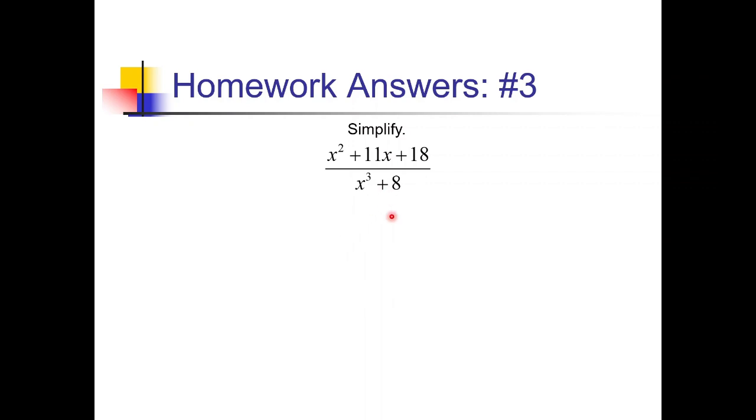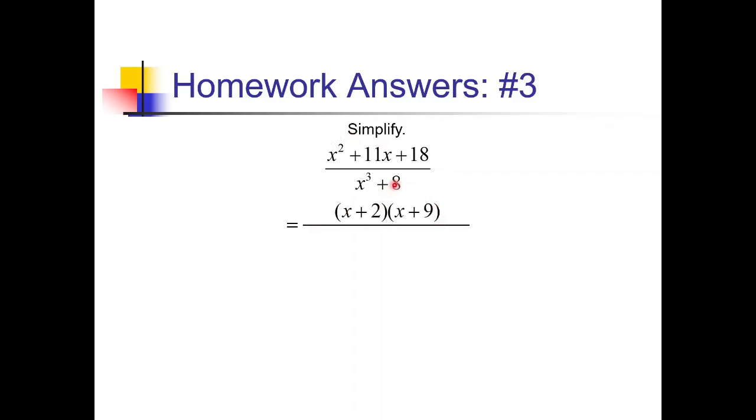To simplify this one, let me begin by splitting things up as much as I can. For my numerator, I need things that multiply to 18 and add up to 11. 1 and 18 doesn't work. 2 and 9 works if they're both positive. So we have x plus 2 and x plus 9.